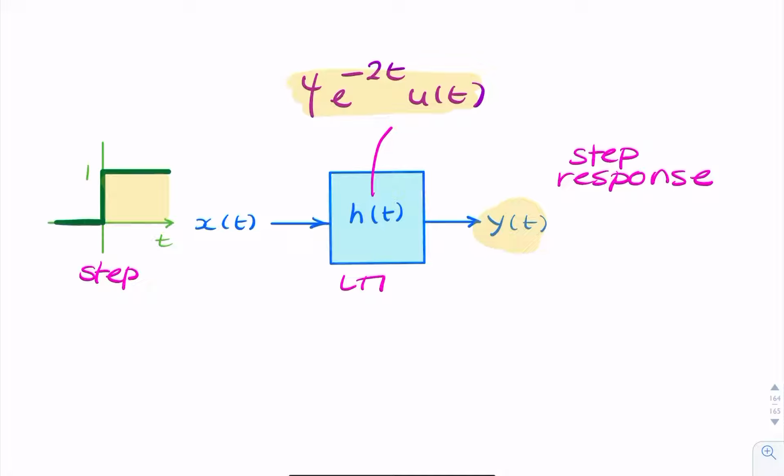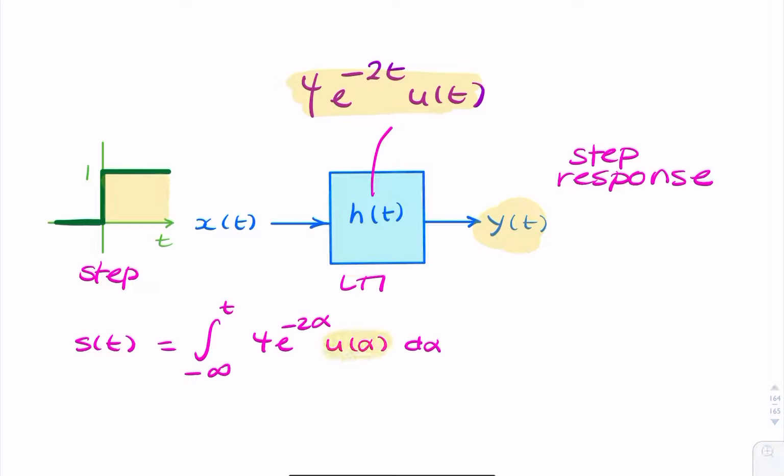So rather than carry out a convolution, which is easy enough, an even easier way is to find the step response, s of t, which is simply the integral of h of t. But I'll use a different variable here for integration. So we simply need to take this function and integrate it. So I'll replace h of alpha with 4e to the minus 2 alpha, u of alpha, d alpha.